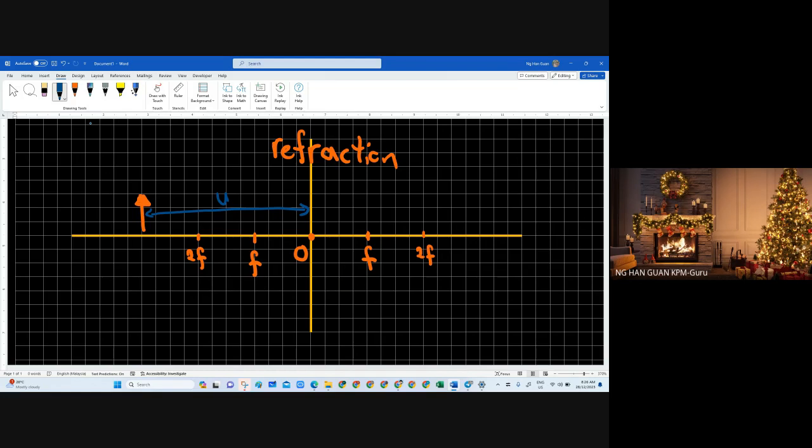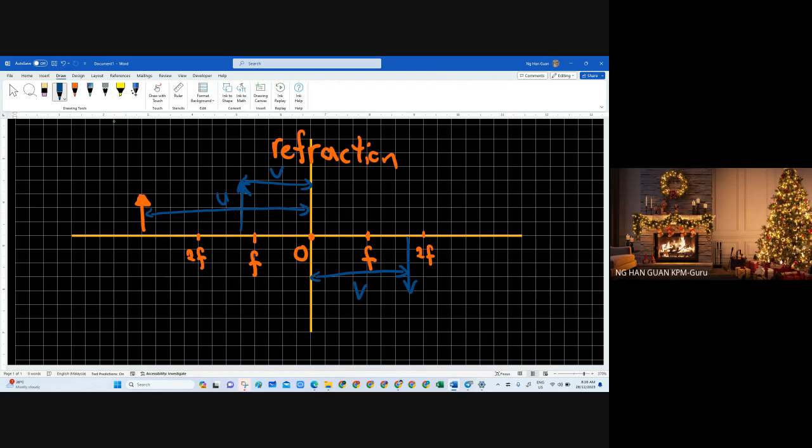So for image distance, the image will appear after the lens. Let's say the image appears here, at the bottom here. Then this distance, from the lens axis until the image position, is the image distance. Or if the image is here, then this distance is the image distance. So the image can appear on the left side or right side.